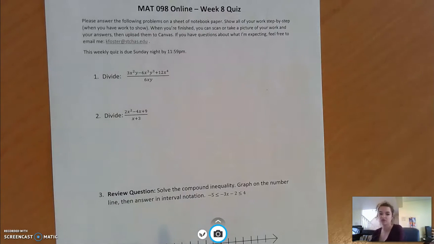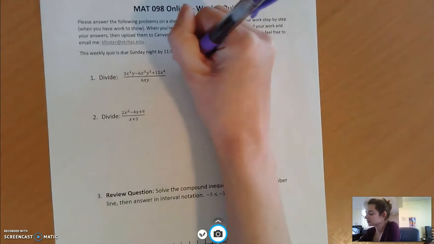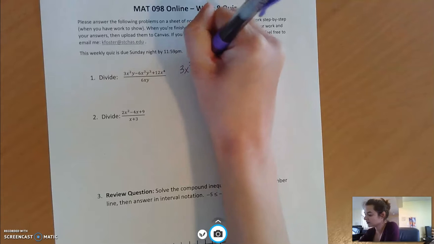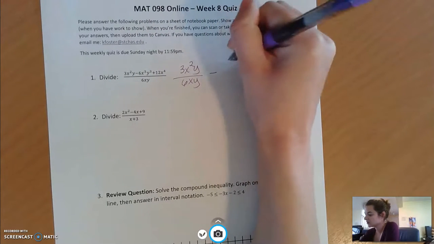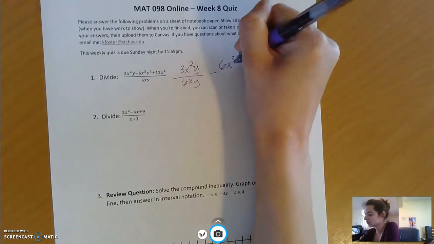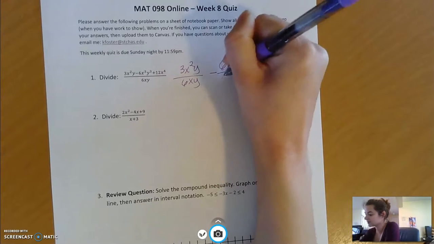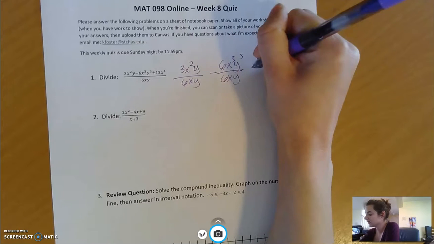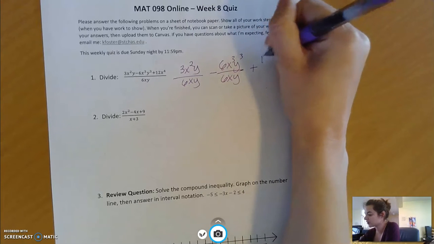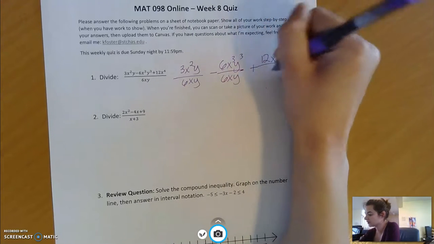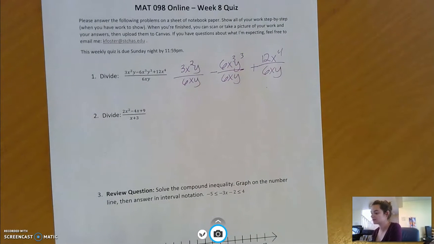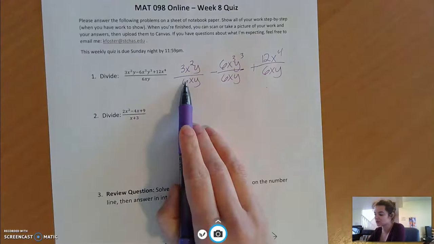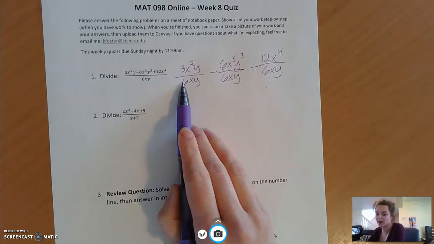So what that's going to look like for us is going to be 3x squared y, we're going to divide that by 6xy, minus 6x to the third y to the third, divided by 6xy, and plus the last term, which is 12x to the fourth, and we're going to divide it by 6xy as well. Okay? So then simplifying, the 3 and the 6 are both divisible by 3, so we can simplify 3 over 6 to 1/2.